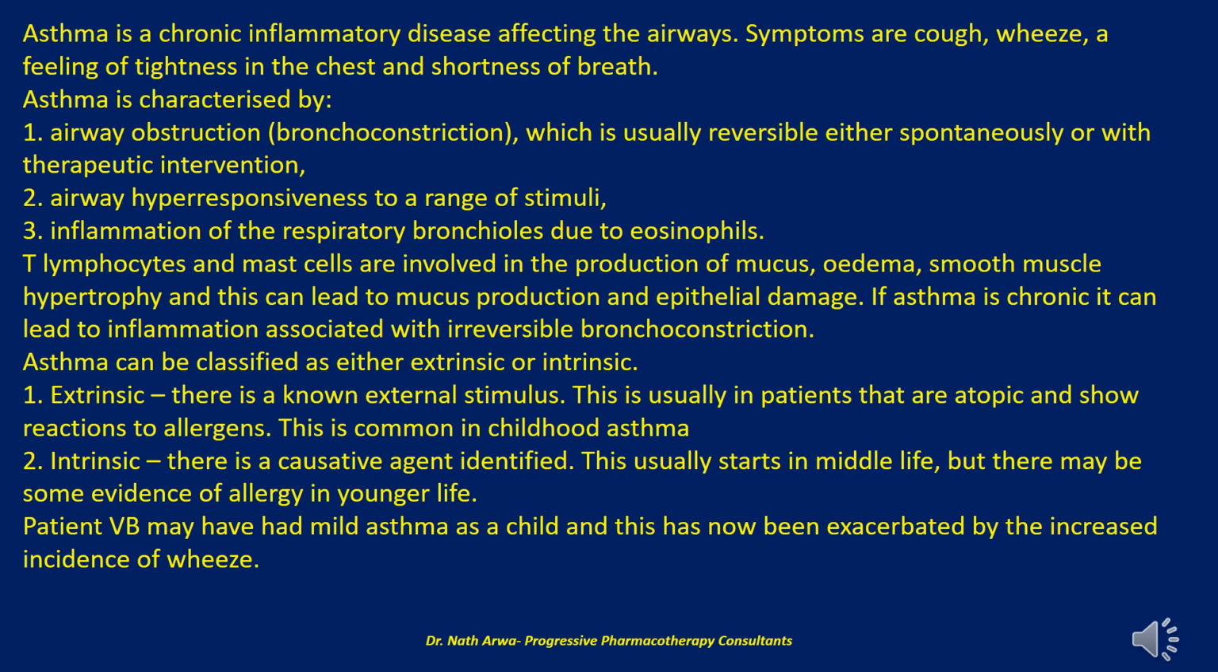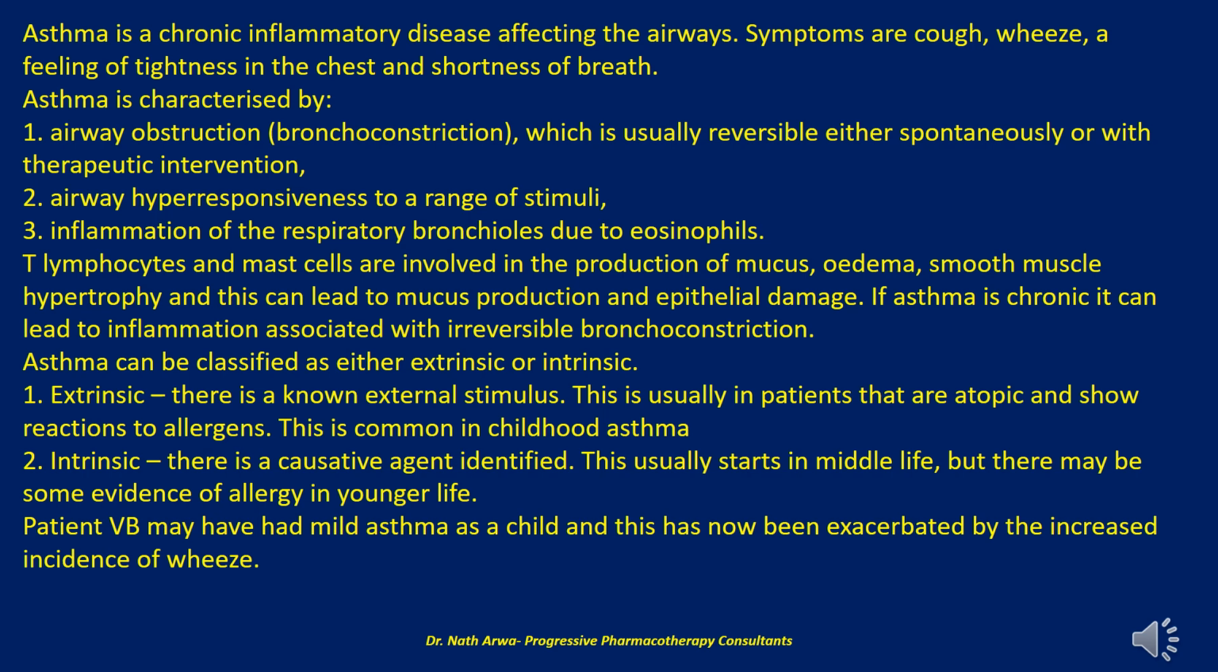T lymphocytes and mast cells are involved in the production of mucus, edema, smooth muscle hypertrophy, and this can lead to mucus production and epithelial damage. If asthma is chronic, it can lead to inflammation associated with irreversible bronchoconstriction. Asthma can be classified as either extrinsic or intrinsic. 1. In extrinsic asthma there is a known external stimulus. This is usually in patients that are atopic and show reactions to allergens. This is common in childhood asthma too.